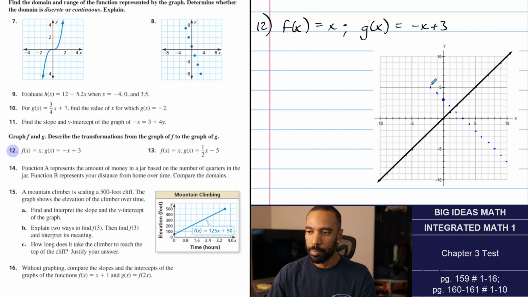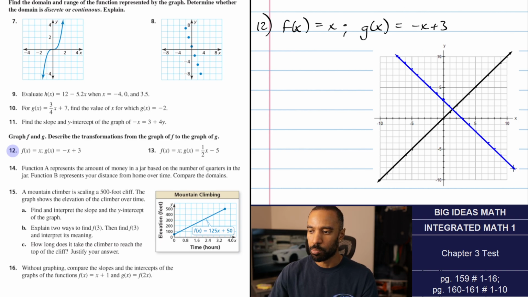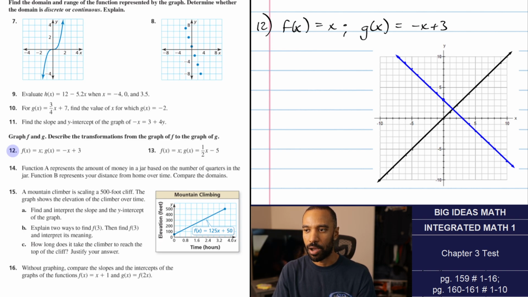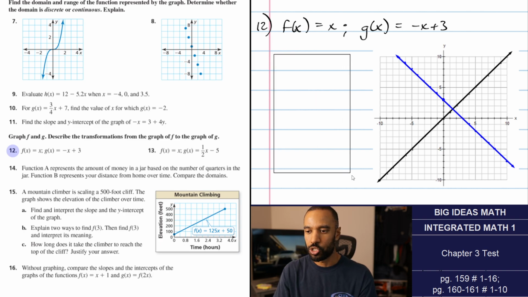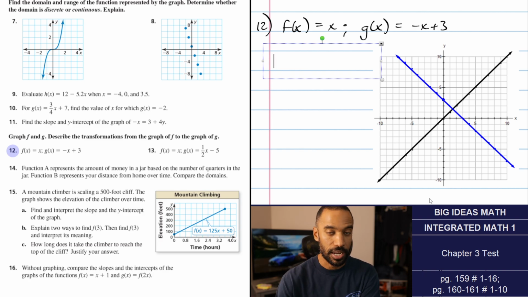But yeah, let's start describing the transformations. Let's do it maybe based off the equation. The equation shows that a negative 1 got multiplied by this x that we had before, right? Before we had a slope of 1, now it's negative 1. That means the graph of g is a reflection in the x-axis.